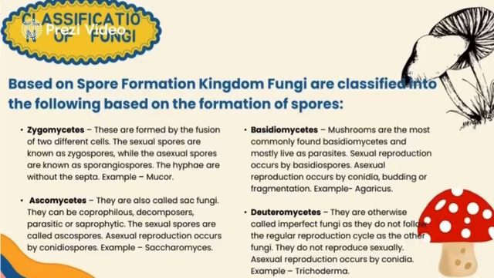There are others called imperfect fungi, as they do not follow the regular reproduction cycle as the other fungi. They do not reproduce sexually. Asexual reproduction occurs by conidia, example Trichoderma.